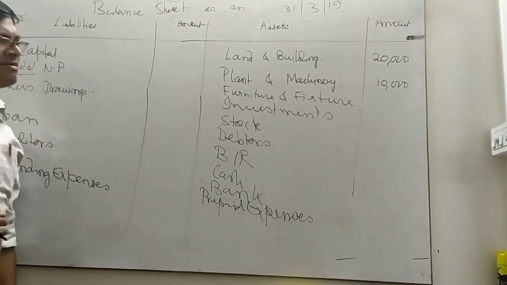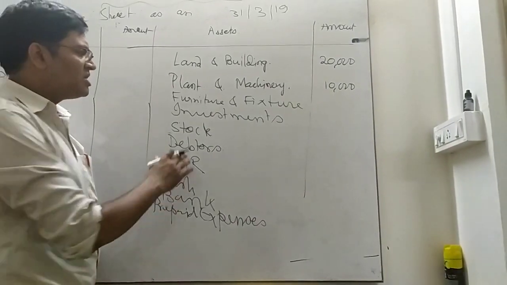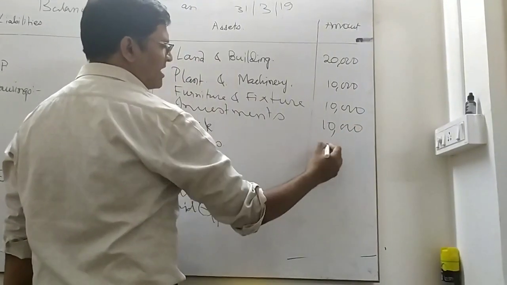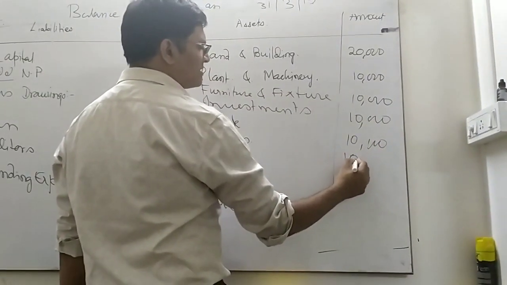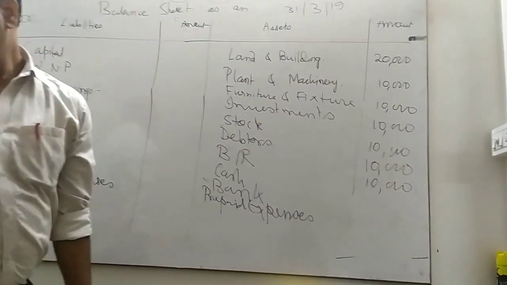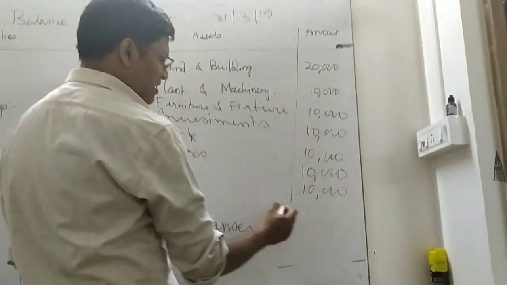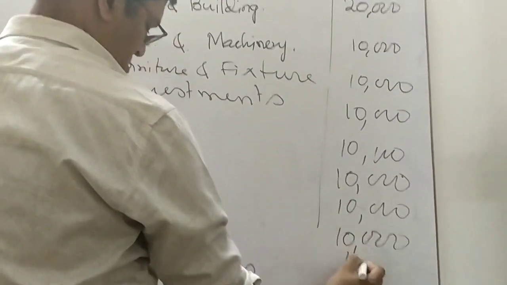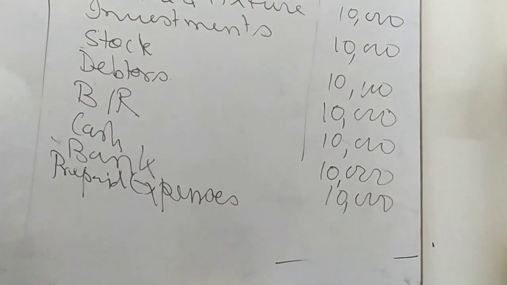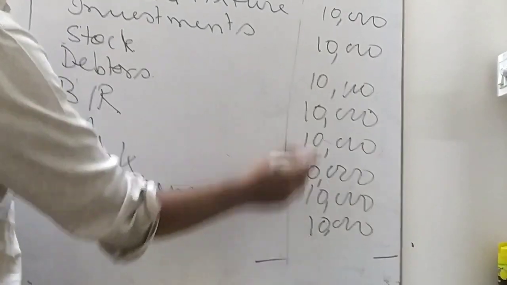Now land and building is the first item, 20,000. Plant and machinery 10,000. Furniture and fixture also 10,000. Investment is also 10,000. Stock, the next item, is given as 10,000. Debtors 10,000. Bills receivable also 10,000. Even cash in hand and cash at bank are 10,000 each. Prepaid expenses is also 10,000. So I have just put the names and the figures side by side.